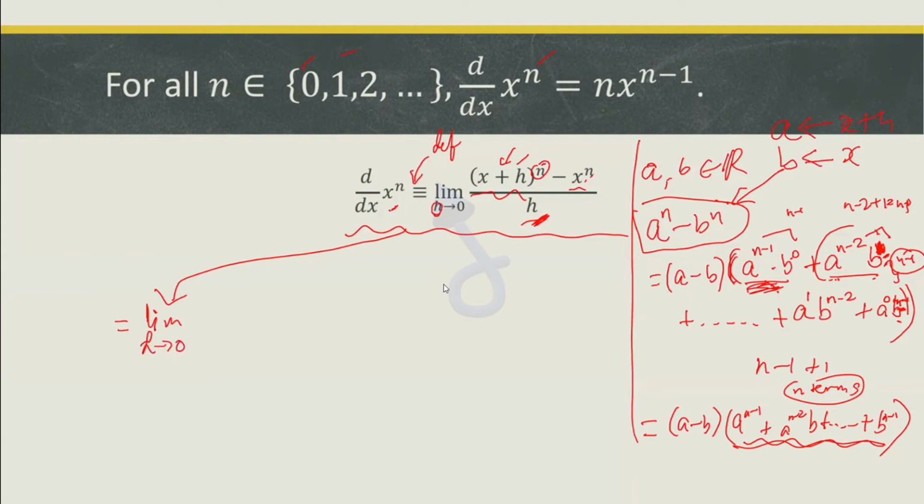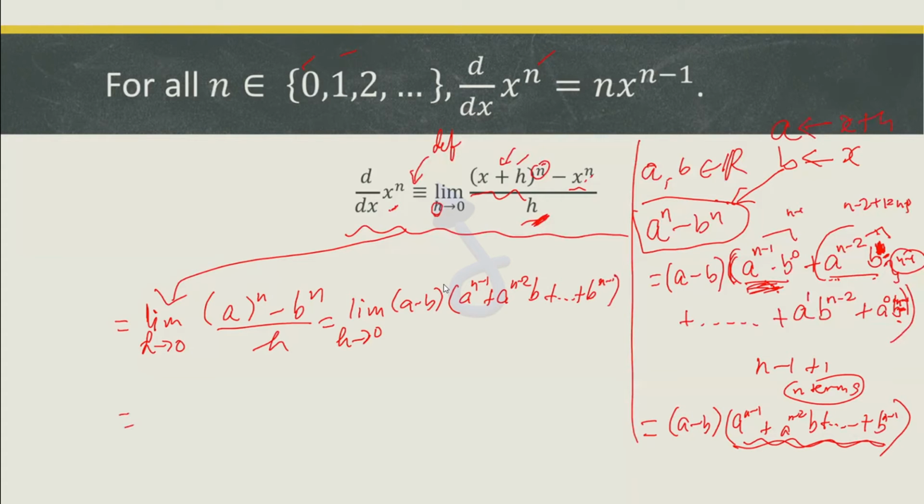So ngayon magiging limit as h approaches 0. Ito yung a natin eh. So ito yung a natin: a^n minus b^n all over h. Tapos, factor na natin yan, which approaches 0. So a minus b, tapos yung a to the n minus 1 plus a^(n-2) b plus dot dot dot, b^(n-1). Tapos palitan natin ang mga x.